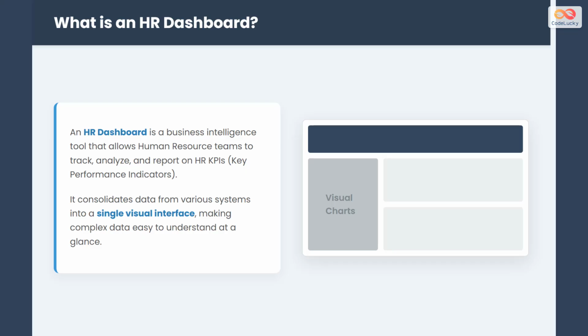So, what exactly is an HR dashboard? Think of it as your car's dashboard, but for your workforce. It is a business intelligence tool that takes complex data from different sources and displays it in a single, visual interface. Instead of reading thousands of rows in a spreadsheet, you see clear charts and graphs.